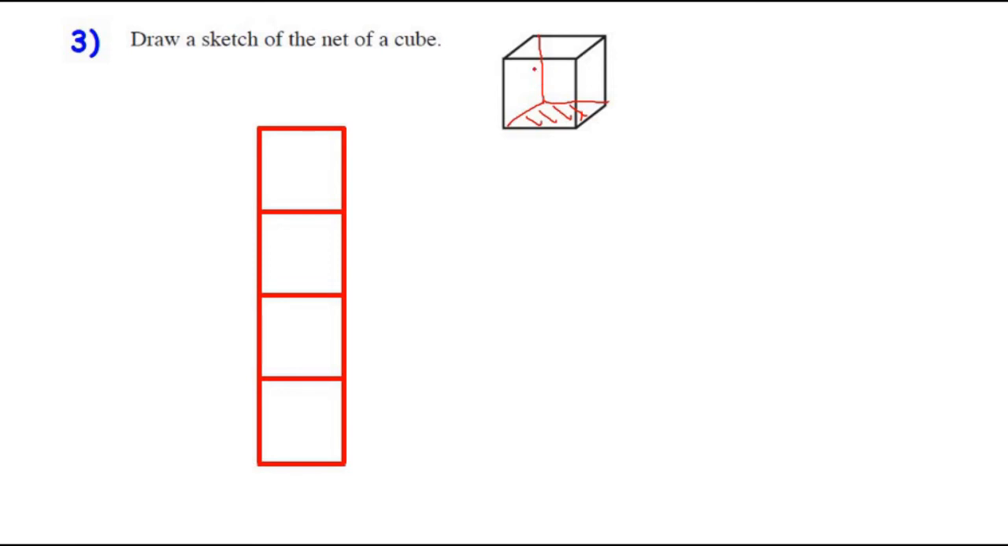We now need to draw the one on the left and the one on the right, remembering they are connected to the base. And we said this one here is our base. So you draw the one going to the right, and then you would draw the one going to the left. And that is how you draw the sketch of the net of a cube. There's no measurements involved.